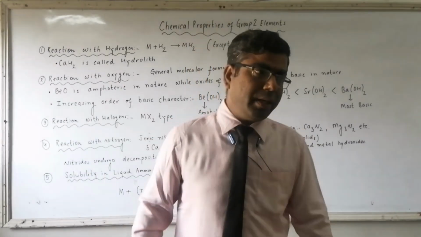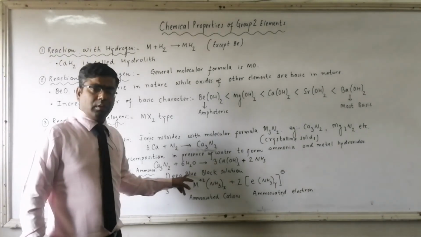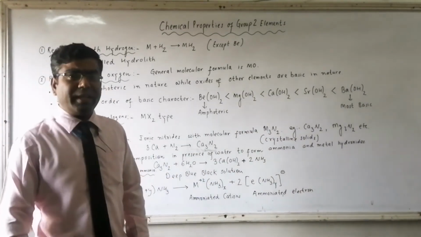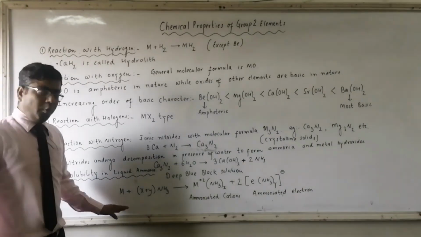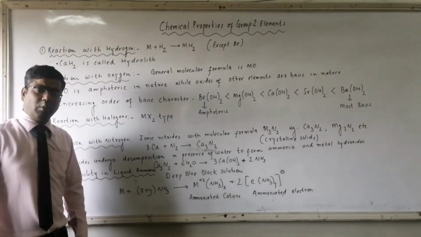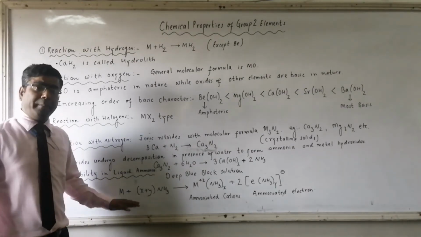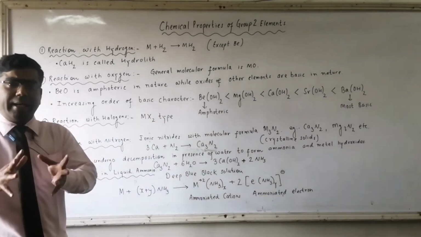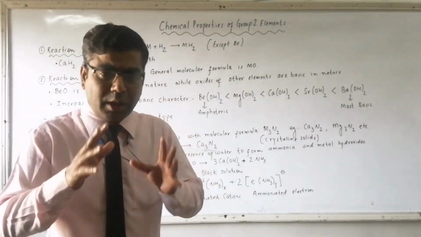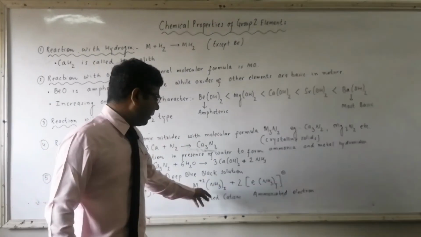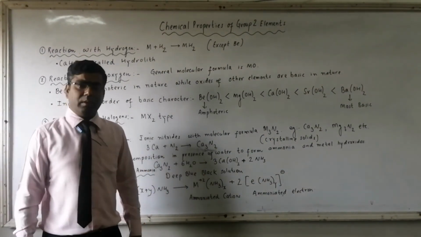This solution has a deep blue color due to the presence of ammoniated cation. This metal will react with x plus y molecules of ammonia. This metal will lose 2 electrons and form M2+ ion. This M2+ ion will get surrounded by x molecules of ammonia and it is written as M(NH3)x 2+, which is called ammoniated cation.